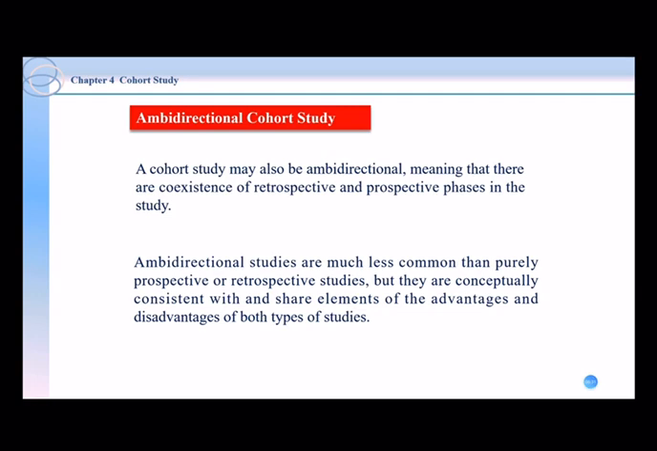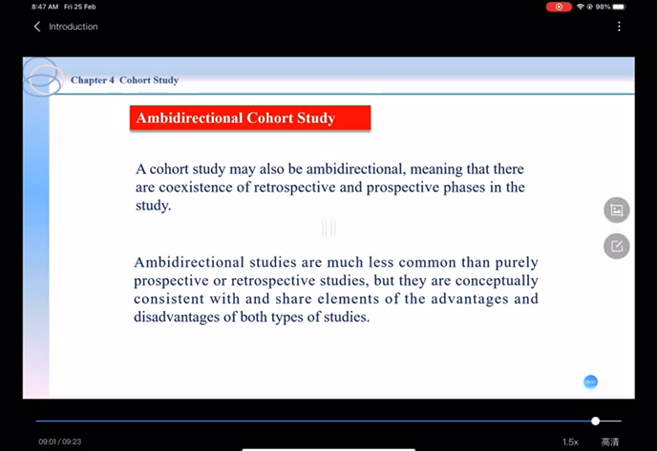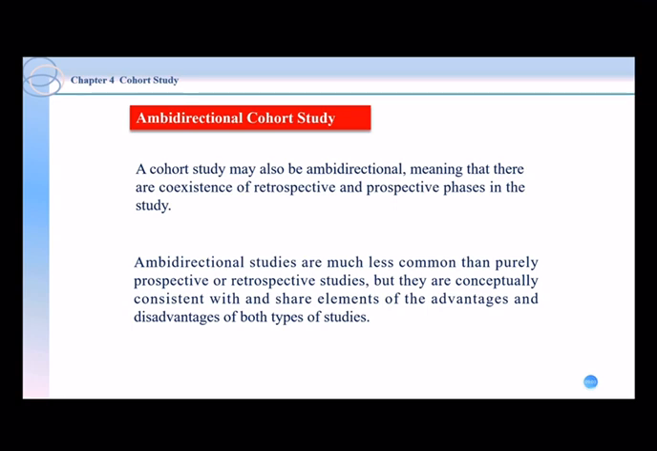And the third type is called bidirectional cohort study. This cohort study means that there is a coexistence of retrospective and prospective phases in the study. This type of study is much less common than the previously mentioned prospective or retrospective studies, but it is conceptually consistent with and shares elements of the advantages and disadvantages of both types of studies.